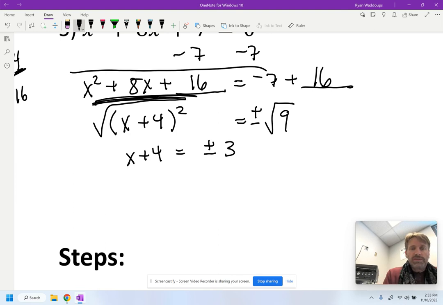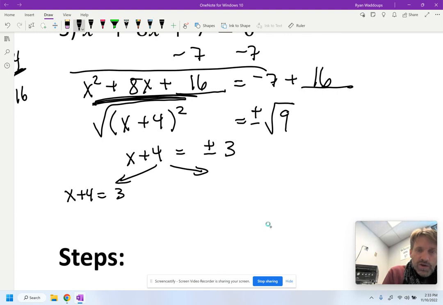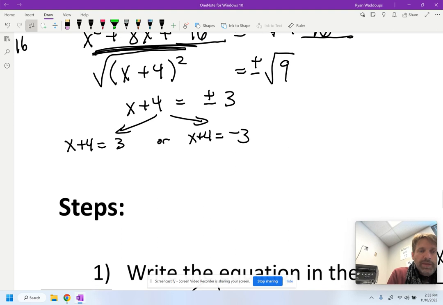Now, we write two equations. We've got x plus 4 equals 3, the positive side of this plus or minus 3, or x plus 4 equals minus 3. And then we subtract 4 from both sides. Subtract 4 and subtract 4. x then is equal to minus 1.